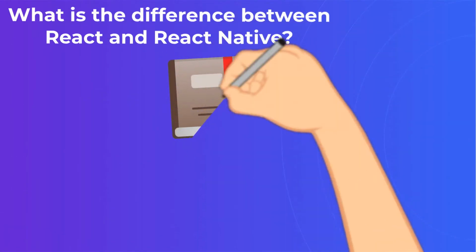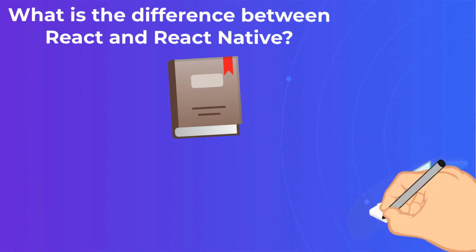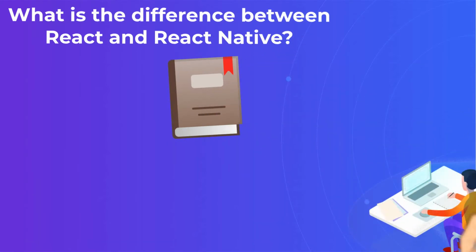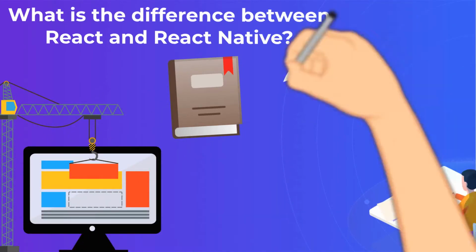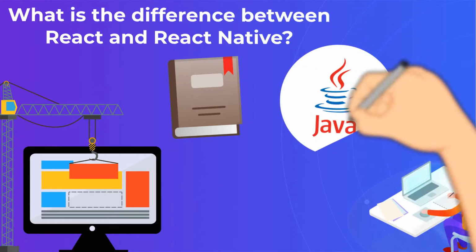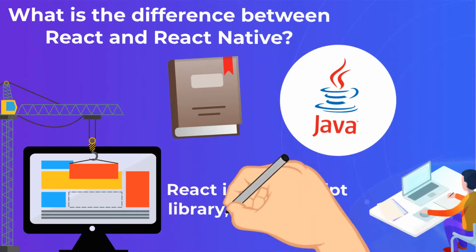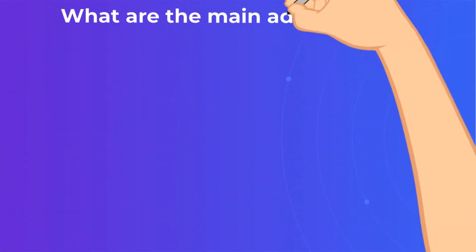What is the difference between React and React Native? While React is a JavaScript library, React Native is a framework using the same principles and similar syntax. It is open source. We use React for creating web applications and UI, while React Native is used for cross-platform mobile applications.